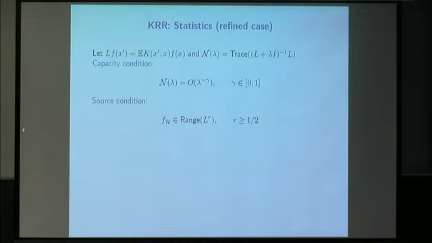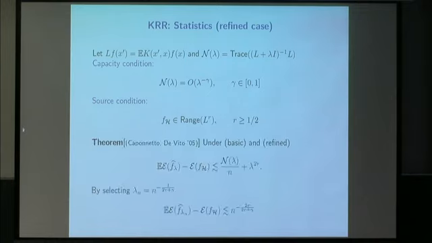And the same for the source condition. Here we control how fast the coefficients in representing the function f_H with respect to the eigenbasis of L go to 0. So if r equals 1/2, it is just asking that f_H exists. With r going to infinity, we are saying that it can be represented with a finite number of eigenvectors from the eigendecomposition of L.